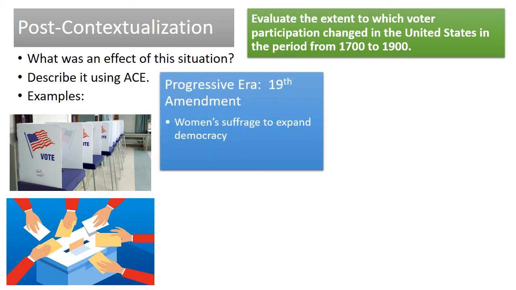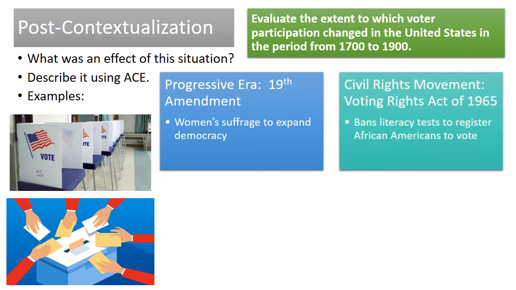Number 1, you can use the 19th Amendment. The next unit we're going to talk about the Progressive Era, but you could easily use women's suffrage as an extension of voter participation after the time period in the prompt. The second example would be during the Civil Rights Movement. The Voting Rights Act of 1965 bans the use of literacy tests that kept African Americans from registering to vote.